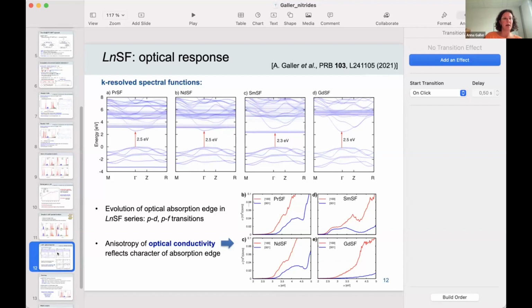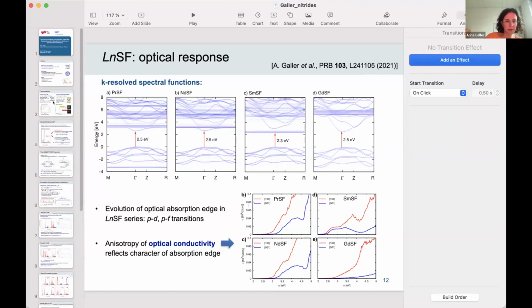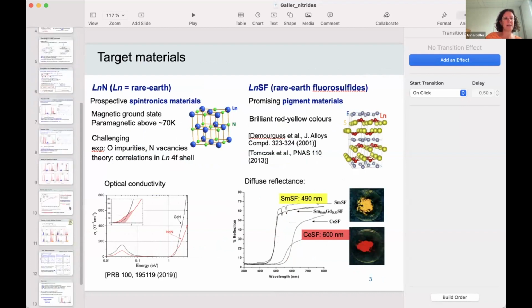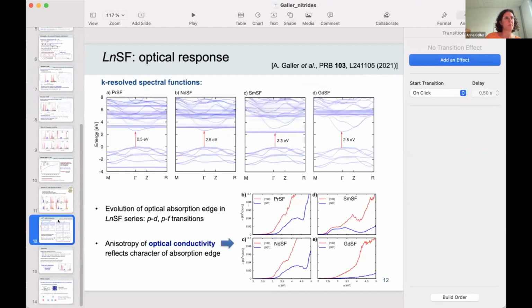Yeah, I would say so. As in this very first slide, the samarium fluorosulfide is taken as an example with this very nice yellow color. So it has a nicer yellow color, for example, than this gadolinium fluorosulfide. Okay, and the fact that the absorption edge is controlled for the empty states by the F states is actually supported by XPS, you said, right? Yes. Okay, very nice, thank you.